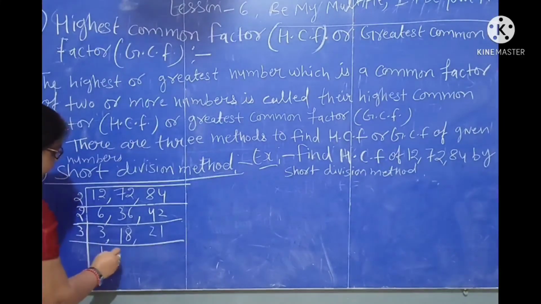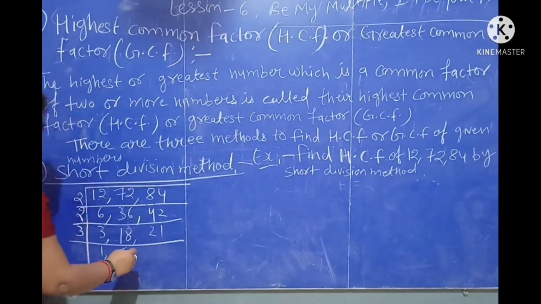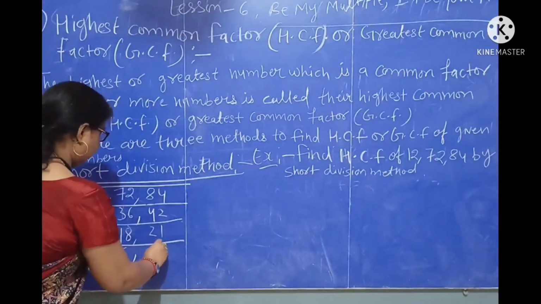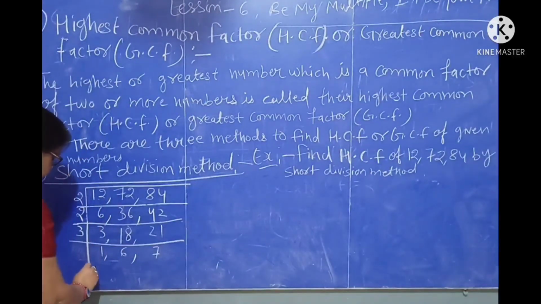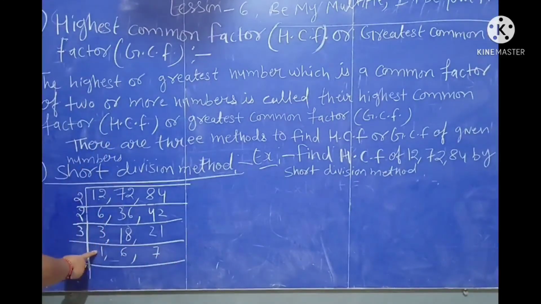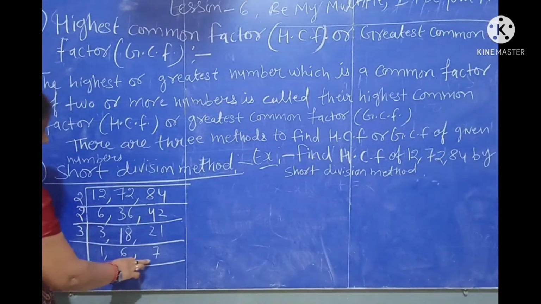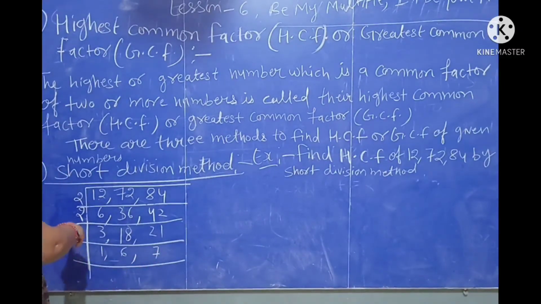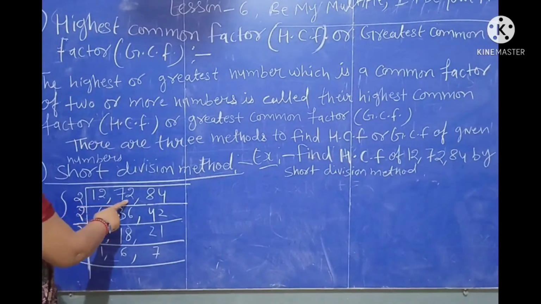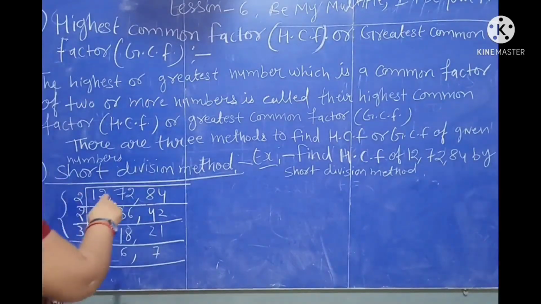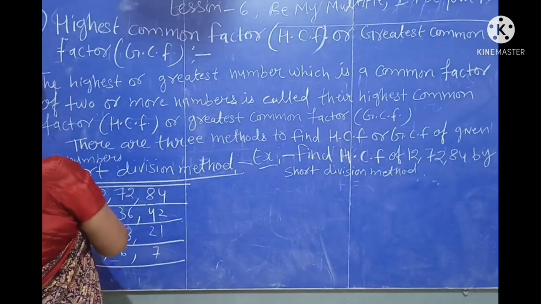3 1s are 3, 3 6s are 18, and 3 7s are 21. Now here is 1, here is 6, and here is 7. 6 and 7 cannot be divided by any common number. So we leave 6 and 7 as they are. So now here is 2, 2 and 3. These are the common factors of 12, 72 and 84.